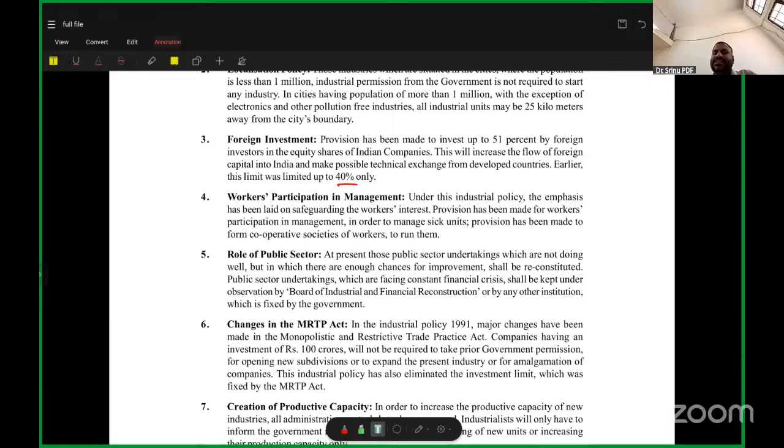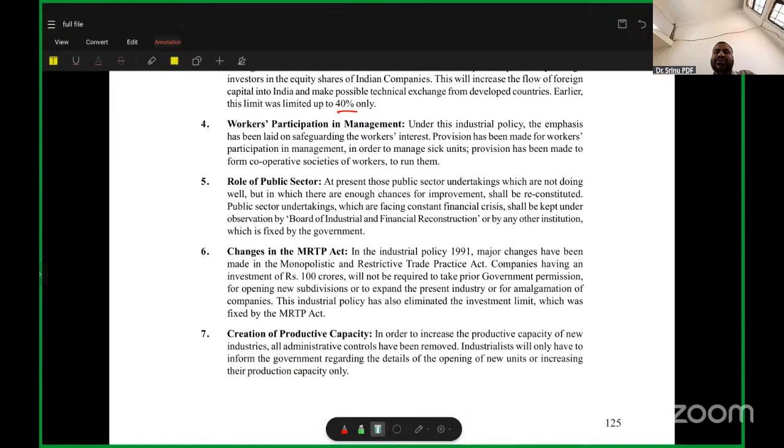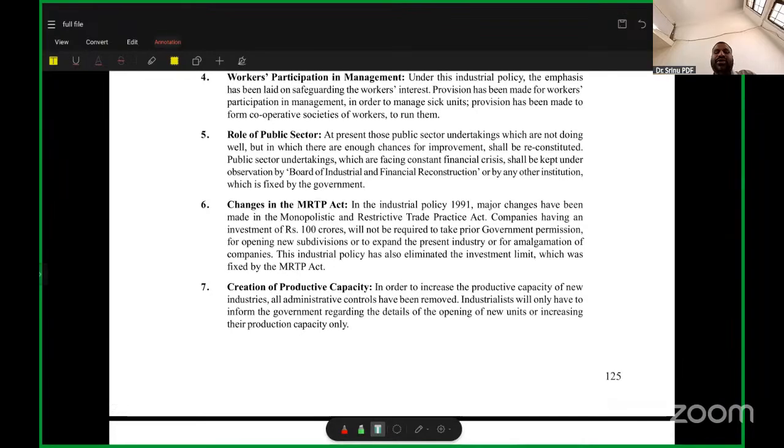The industrial policy emphasizes safeguarding workers' interests. Provision has been made for workers' participation in management, and for cooperative societies of workers. And the role of the public sector is also very important. They are not attending to all the sectors; only a few sectors are controlled by the central government. And there is a Board for Industrial and Financial Reconstruction and other institutions set up by the government.